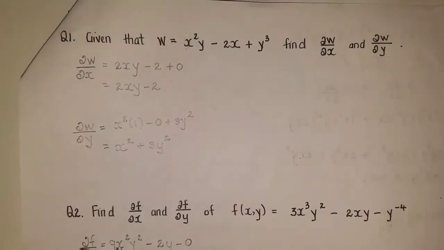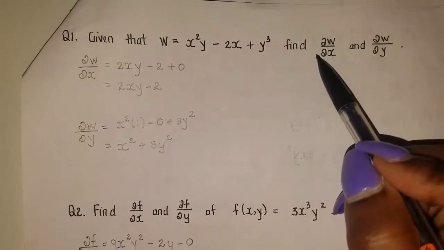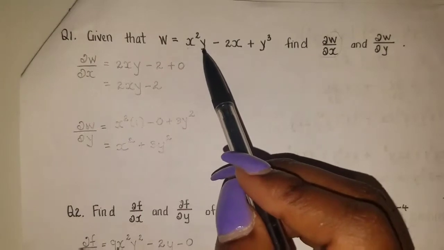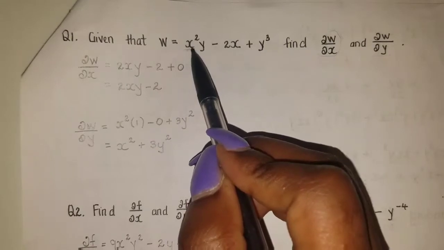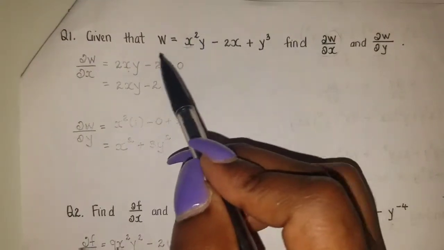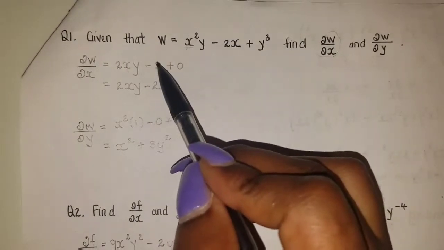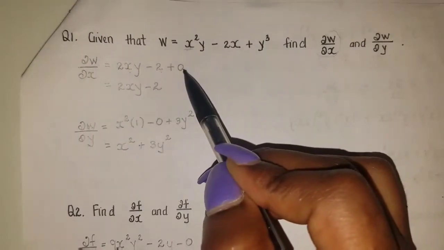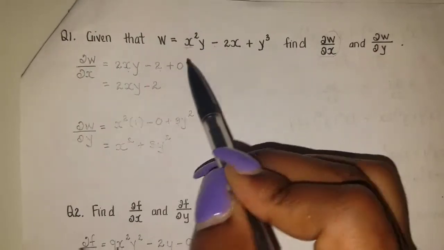For the first question, we have, given that w equals x squared y minus 2x plus y cubed, find the partial derivative of w with respect to x. So here we're going to differentiate the x's, and the y's are going to act as constants or coefficients. Differentiating x squared here gives us 2x. We multiply by the y coefficient. Differentiating this minus 2x gives us a negative 2. And this y cubed, which is acting as a constant, gives us 0. So leaving us with 2xy minus 2, as seen below.